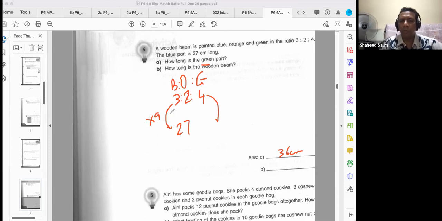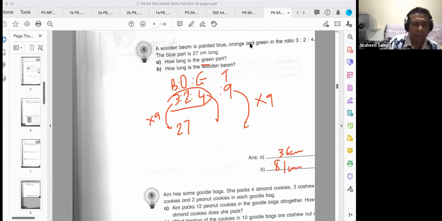Let us say the wooden beam whole thing. Add all of this up, how many units is this? 4 plus 2, 6, 6 plus 3, 9. Total is 9 units. You can put T for total here, 9. You also times by 9. 9 times 9, 81 cm. So it's a short pillar. Okay.